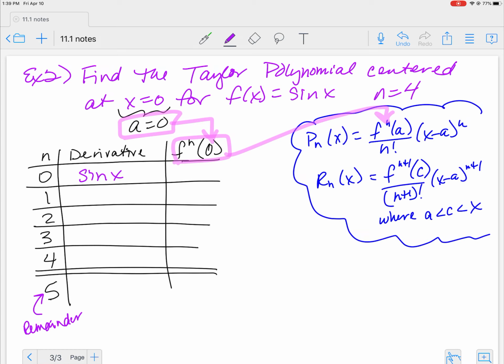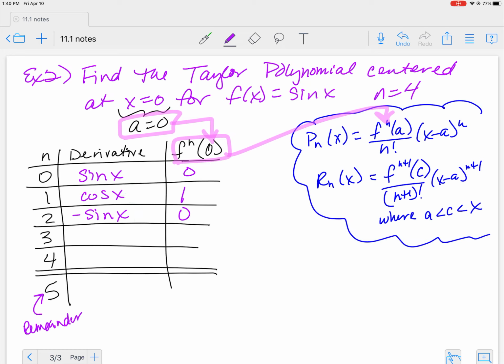So if I plug a 0 into sine of x, we get 0. All right? The derivative of sine is cosine. If I plug a 0 into the cosine of x, we get 1. The derivative of cosine is negative sine. Do you see what's happening? I'm just taking the next derivative. In order to take the next derivative, you have to take the derivative of the previous term.